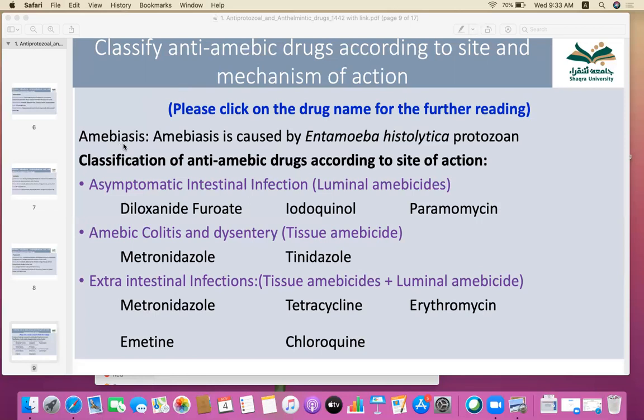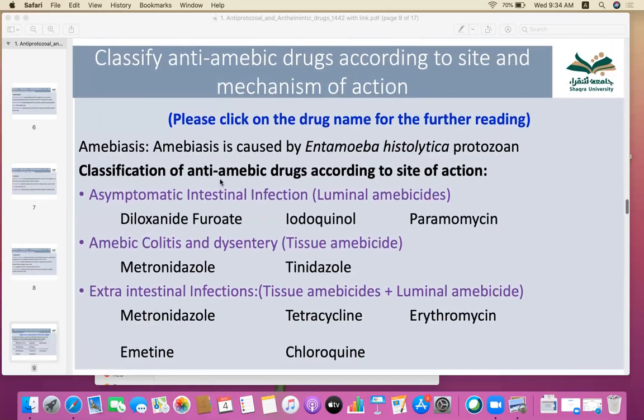Amoebiasis is a condition which is caused by the amoeba. So amoebiasis is caused by infection with the protozoa Entamoeba histolytica. Classification of anti-amoebic drugs according to site of action.